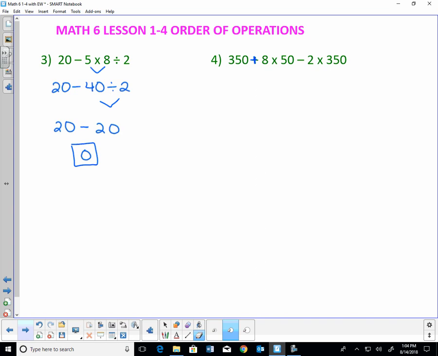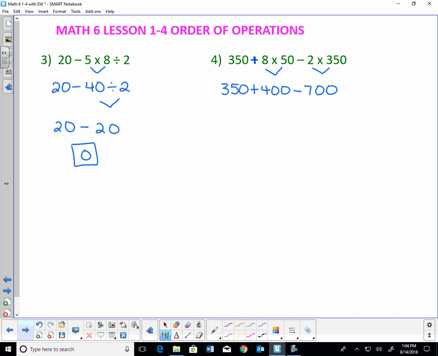So in this particular problem, I'm going to keep my 350. Not keep my plus 8, because I have to multiply my 8 times 50. Okay. 8 times 5 is 40. Add a 0, you get 400. Minus, and I can do this at the same time, because it's another multiplication problem. 2 times 350, 35 times 2 is 70. Add a 0, it's 700. So now I have 350 plus 400 minus 700.